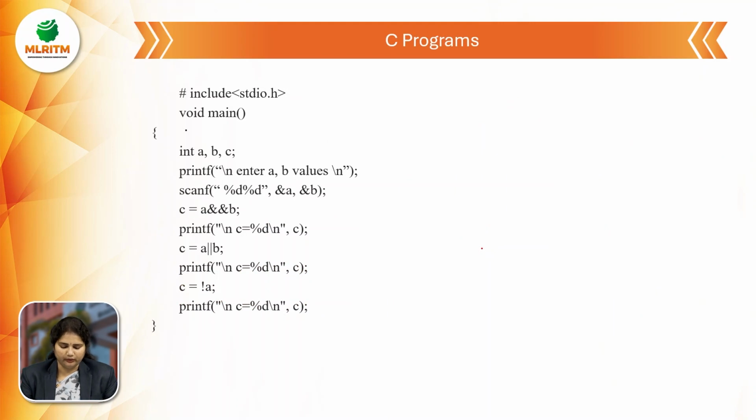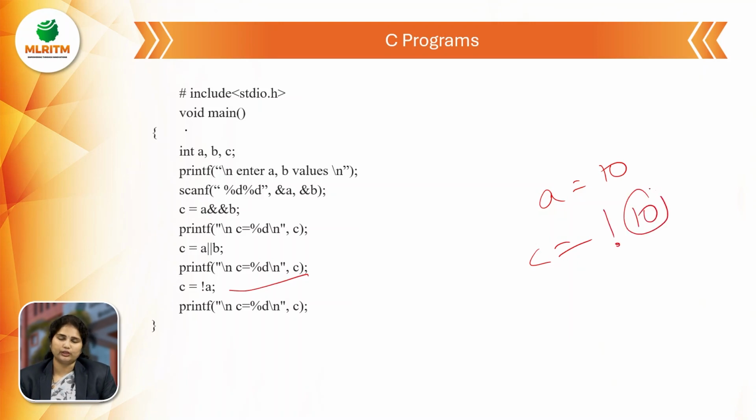This is the program for explaining the logical operators. Same, we are taking a, b, c values, and we are reading a, b values, and we are comparing a and b, a or b, not a. Any variable other than 0 is true. If we take the a value 10, then in this expression, not 10 is a true condition reversed. Not means reverse. It will give 0. This is how the C output will be obtained.